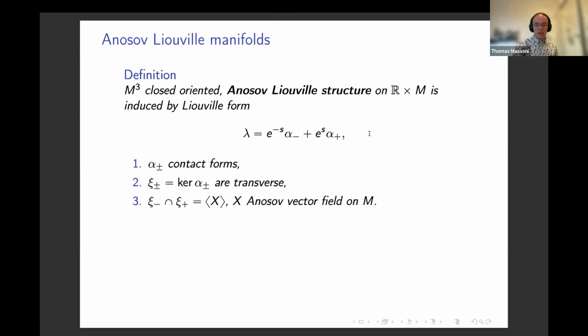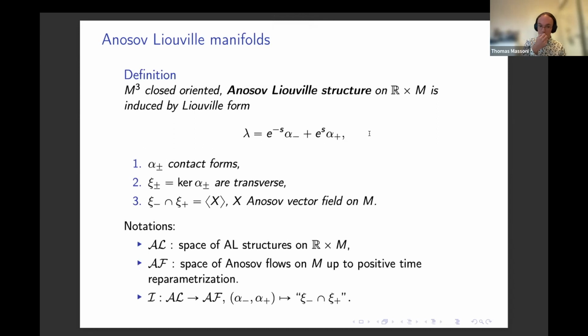Okay. And so let me also introduce some notations. I would write curly AL for the space of these Anosov Liouville structures on R cross M, and AF for the space of Anosov flows, but up to positive time parameterization, meaning that I only remember the direction of this flow and the orientation. So it's a one-dimensional oriented foliation or distribution. And there is an intersection map that very naturally associates to an Anosov Liouville structure the intersection of C minus and C plus, thought of as a one-dimensional oriented distribution.